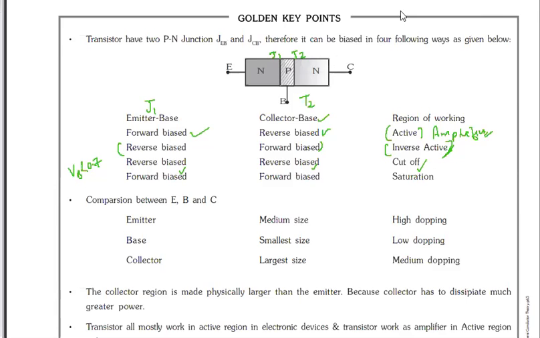Now, the last case is when both the junctions are forward biased. This is called the saturation region. I'll explain how this is the saturation region when we talk about the common emitter circuit, when we talk about the whole process, the emitter current and collector current. Then you will get to know why this is called saturation. Right, everyone? Now, first of all, tell me, what is the meaning of saturation?